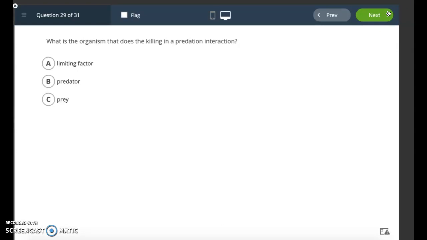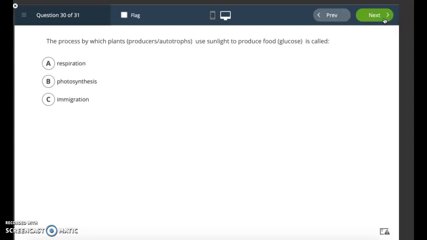29. What is the organism that does the killing in a predation interaction? A, limiting factor, B, predator, C, prey. Number 30. The process by which plants, producers or autotrophs, use sunlight to produce food glucose is called A, respiration, B, photosynthesis, C, immigration.